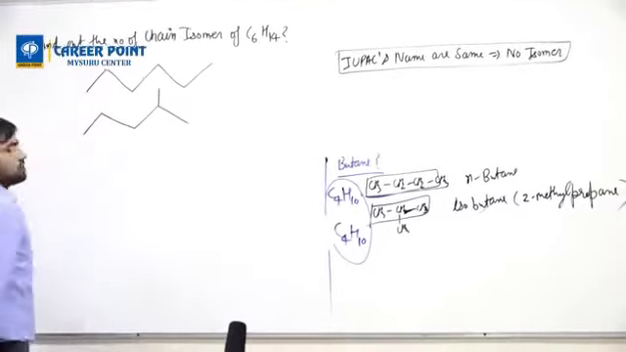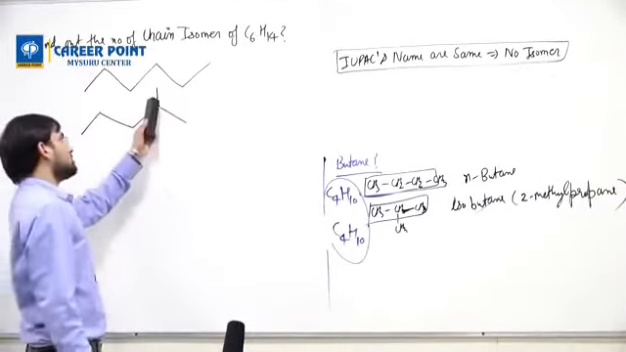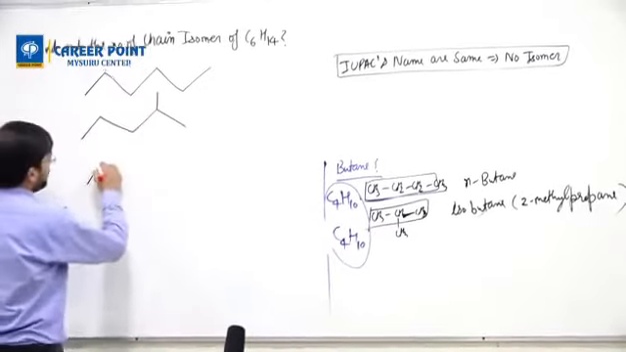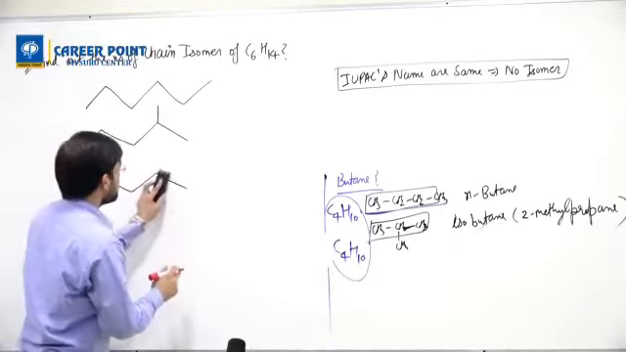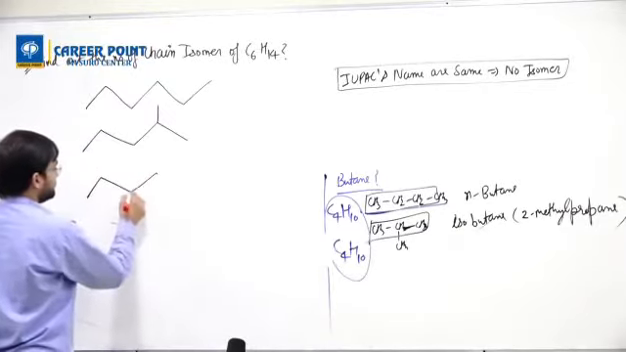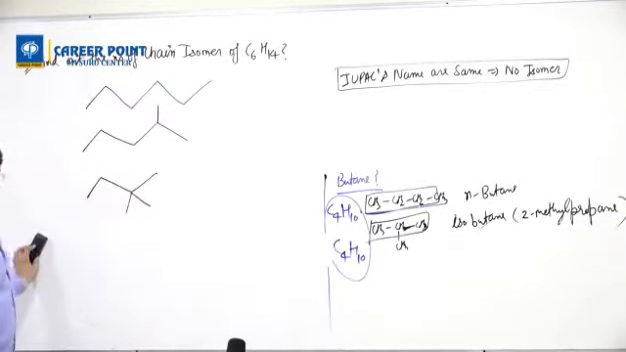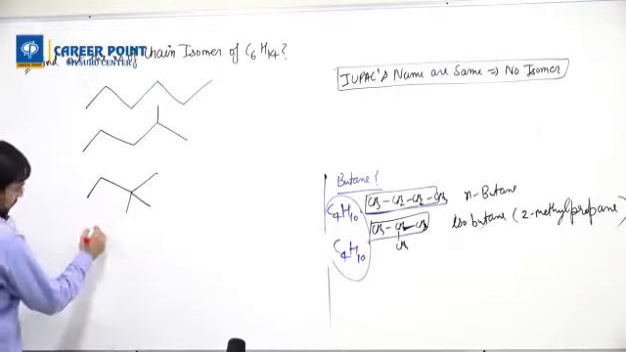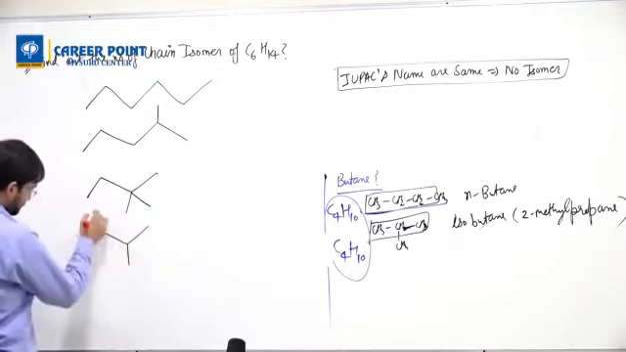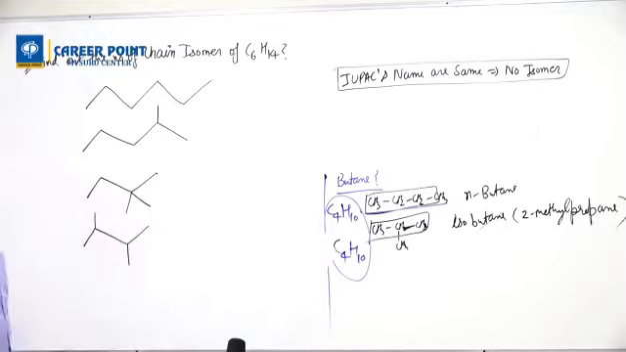This is a chain isomer. Now what I can do, I can draw 1, 2, 3, 4 and remove this. Then I can keep it like this. This is a 4-member chain. Or I could keep it like this also. This is also a 4-member chain.